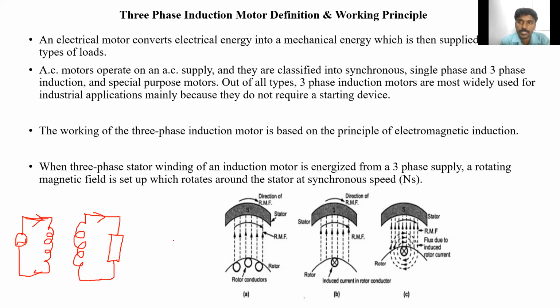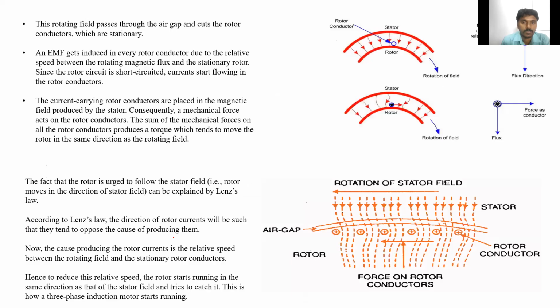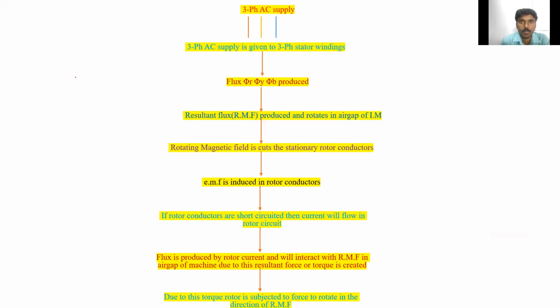In the same way here, in the induction motor, we are giving supply to only the stator winding. We are not giving any supply to the rotor winding. Based on the electromagnetic induction principle, the motor will operate. So I will explain in a simple manner. Is this screen visible? Yes, sir. Okay, this is the flow chart. What is the starting step?